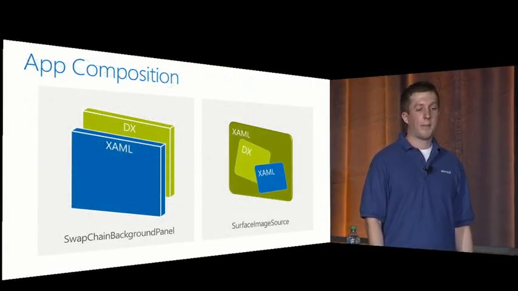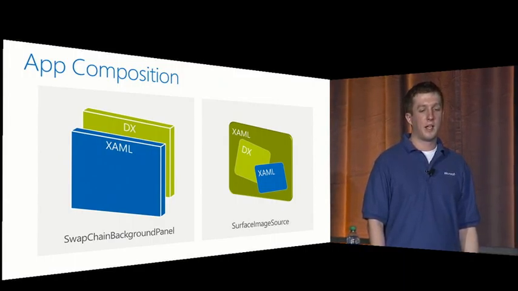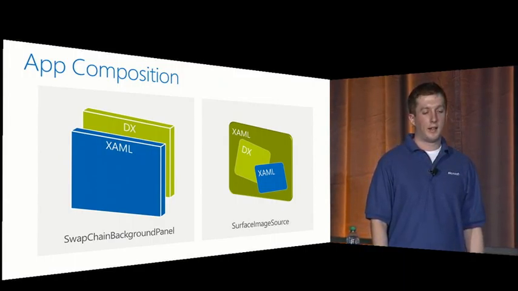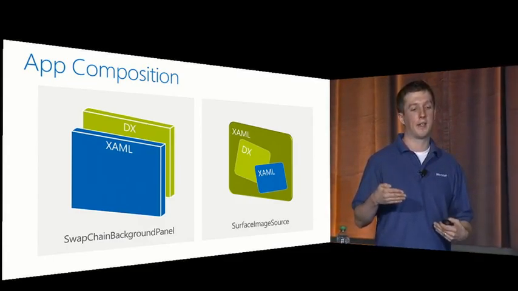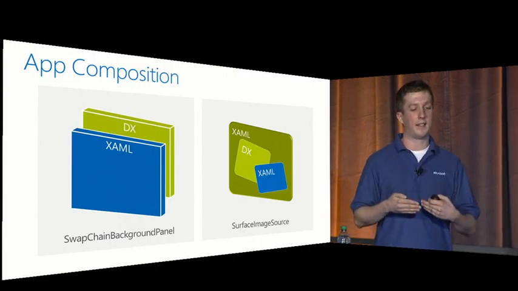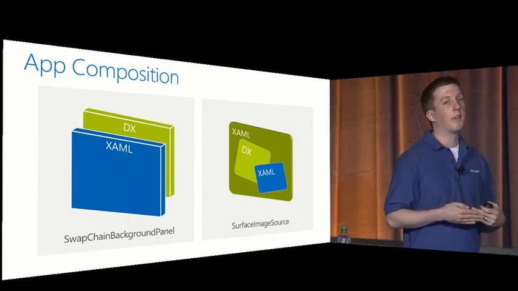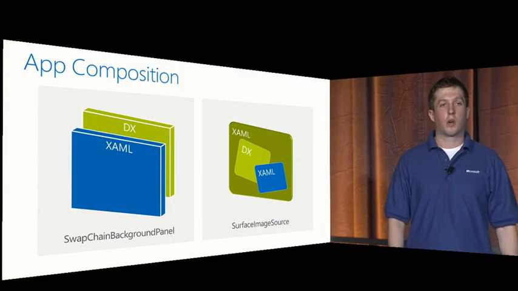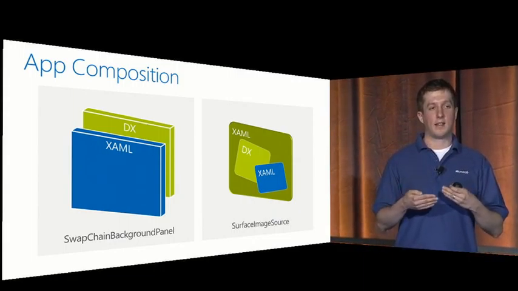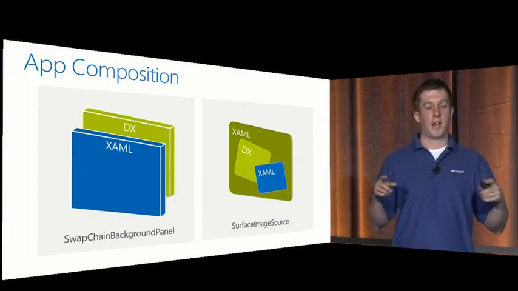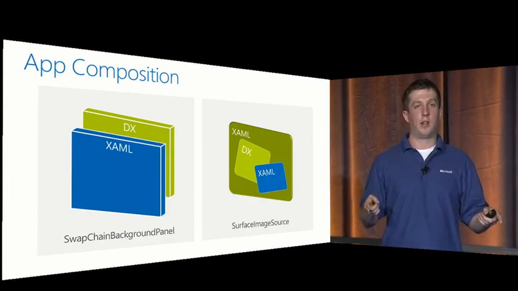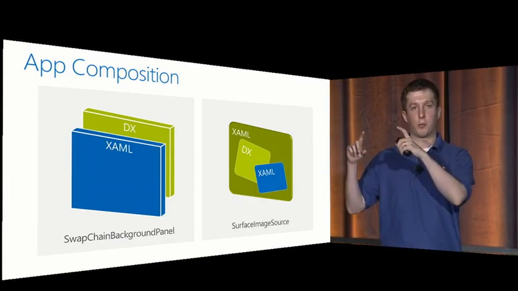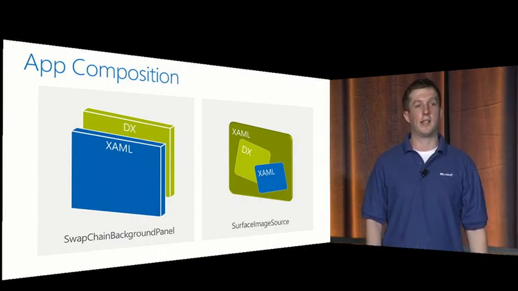Okay, so this is just a recap again of the different composition modes for these two approaches. On the left, we have the swap chain background panel. So this is really trying to stress that your DirectX content is sitting behind your XAML, if you want to think of it that way. And any XAML you add is added as an overlay layer on top of that. We've done work to only blend the XAML area that you've actually defined in your XAML layout. So you don't want to create a full screen XAML overlay. You just want to have these regions of XAML wherever you actually need to draw content.